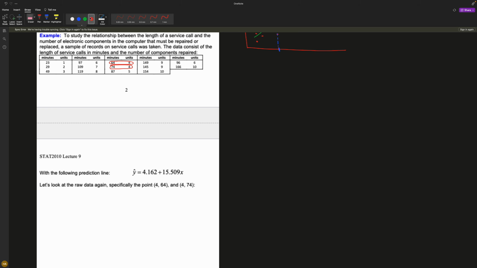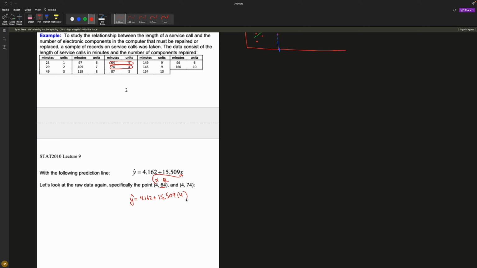And so what I'm going to do here is take my, well, actually the way they wrote it, this is x and this is y. So I guess we'll just use that. So I'll take my 4 and I'll plug it in here. Assuming I don't have the 64, I want to predict, right? So it'll be 4.162 plus 15.509 times 4. So I'm going to plug that into my beautiful calculator.